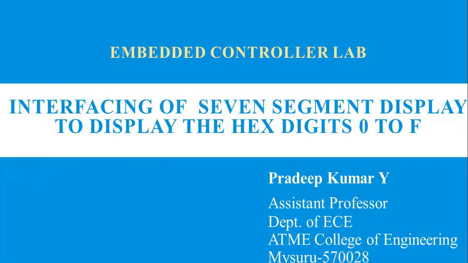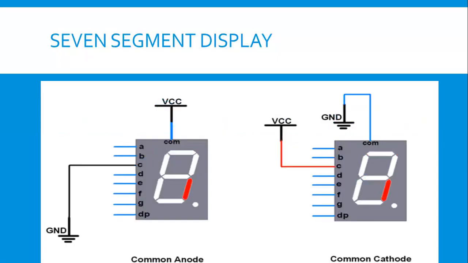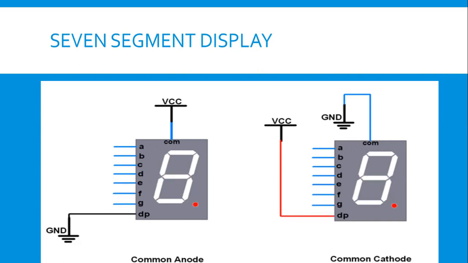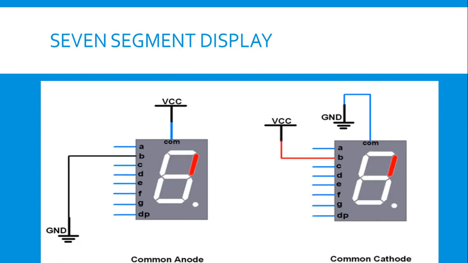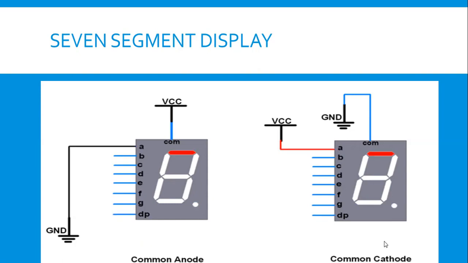Hello, in this video I'll try to explain interfacing of 7 segment display to LPC1768 microcontroller to display the hexadecimal digits 0 to F. 7 segment display is an array of LEDs arranged in rectangular fashion which is used to display decimal number and hexadecimal number. The 7 segment display is available in two forms. The one is common anode and other one is common cathode.